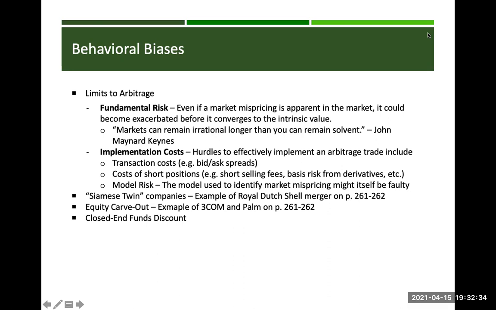So even people who win Nobel Prizes are subject to these biases. Anyway. So fundamental risk. Implementation costs. There are costs to actually putting on arbitrage trades, things like bid-ask spreads. So there can be what might appear to be market mispricings, but because of bid-ask spreads, you can't actually make money on it.